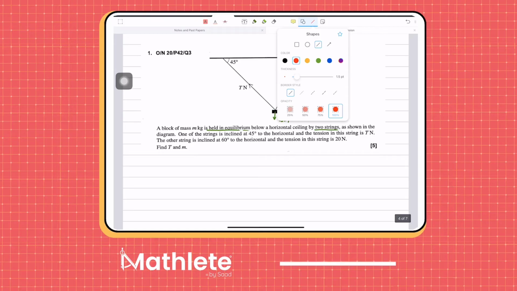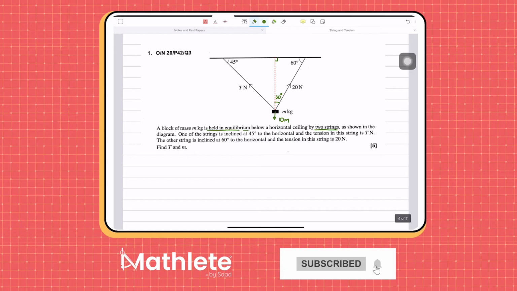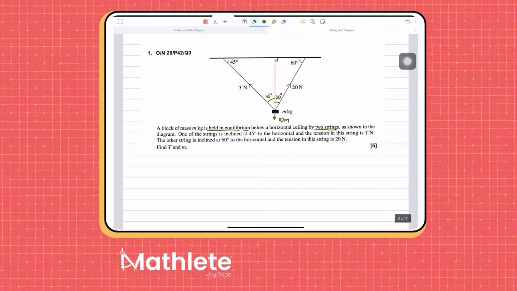Then let's draw a vertical line over here. Now we're going to break this force down into horizontal and vertical components. Let's see if you can get this right. Can you tell me what this angle is going to be, considering that this is a horizontal ceiling and this is a vertical line? 30 degrees. Okay, how did you figure that out? This is going to be 90. 180 minus 90 minus 30 is 60. Just like that, this angle will be 45 degrees: 180 minus 90 minus 45.